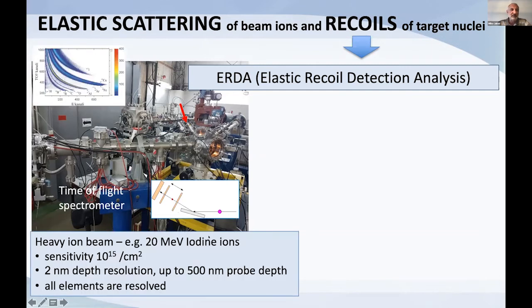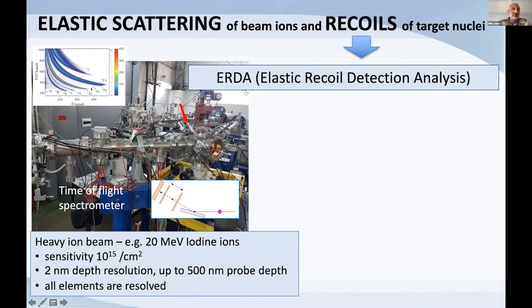In this way, for instance, this example is for 20 MeV iodine ions. We can see all different elements from hydrogen up to iodine in this case. So all the elements in the sample can be visible.